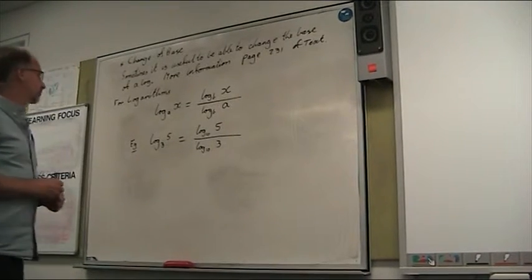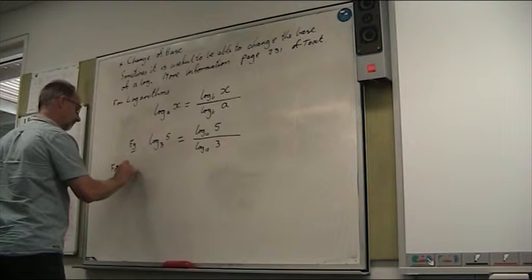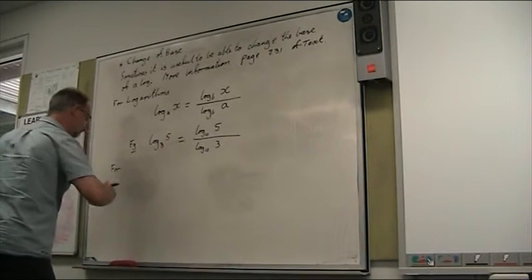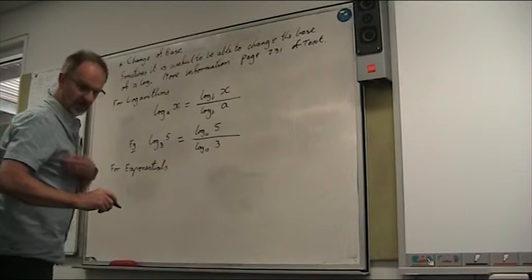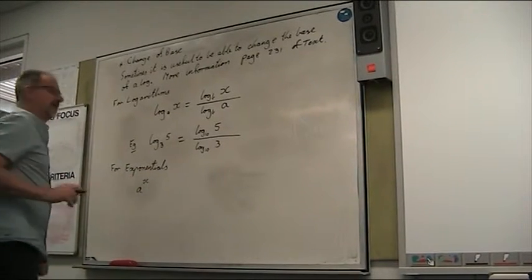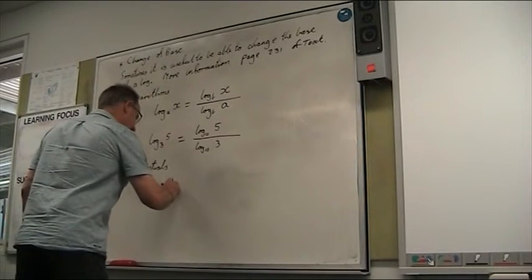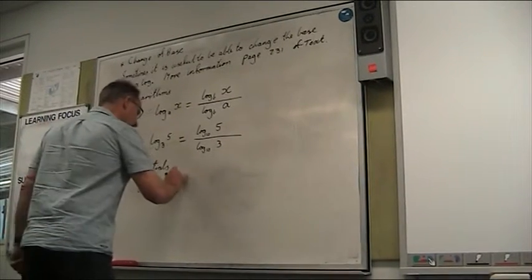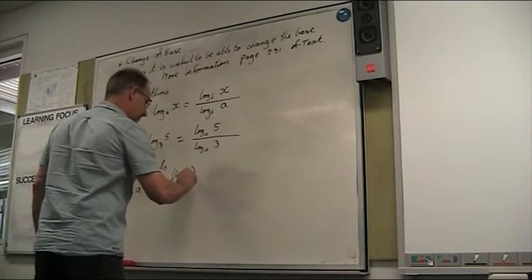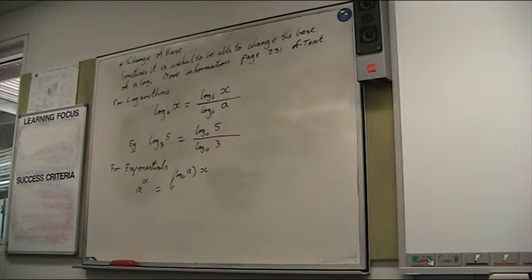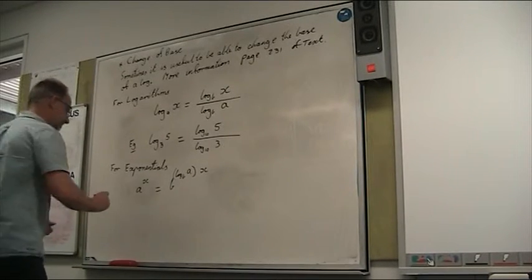Now, there is an exponential equivalent to that. So if you have a to the x and you need to somehow change that to another base, the equivalent is b to the power of log to the base b of a, times x. Not overly pretty.